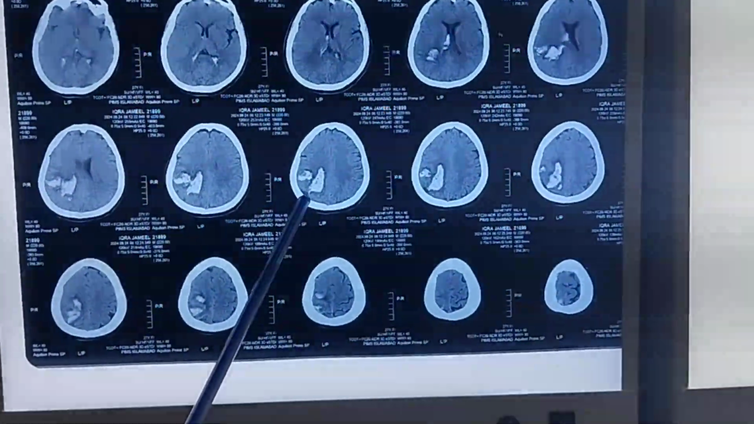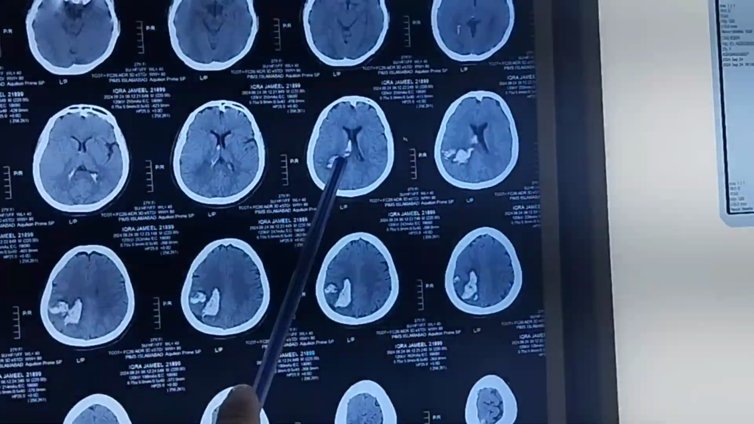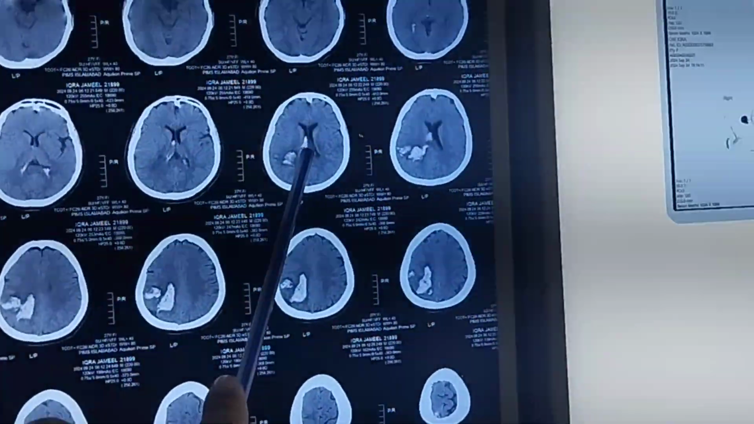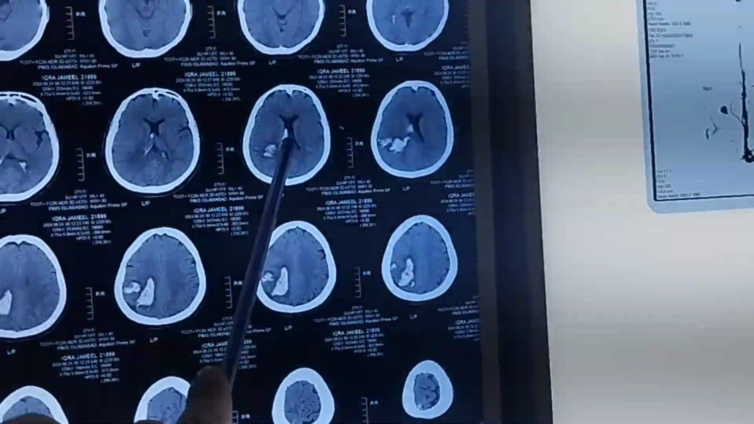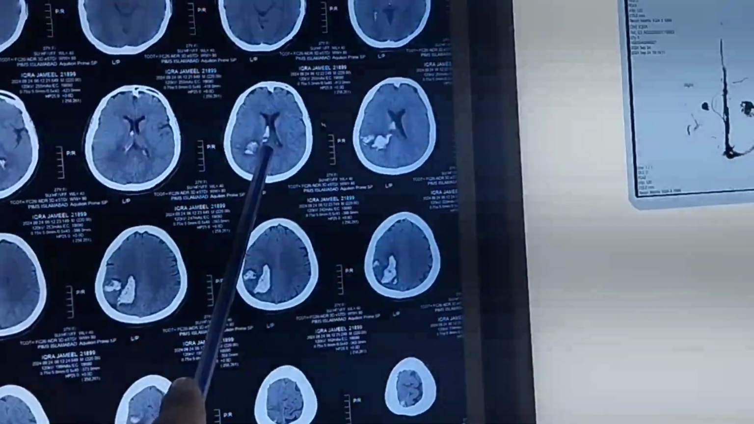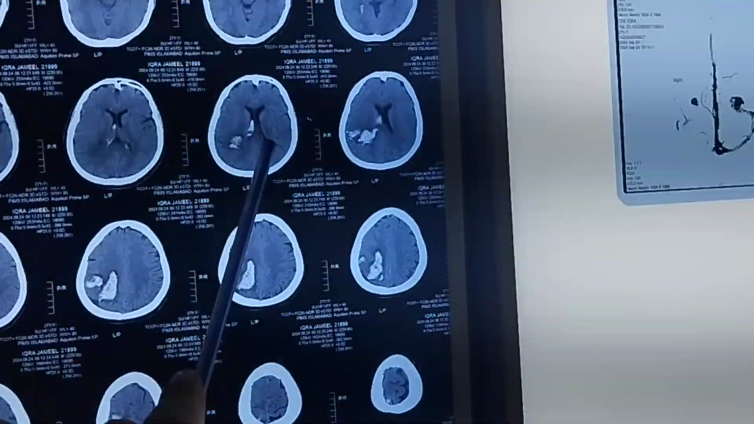So this is cortical bleed, and we can see here, this is the ventricle, this is the left side of ventricle, and this is right side, left hand and right hand. If you compare both sides, this side is black and this side is white. White means that there is blood, so there is intraventricular extension.